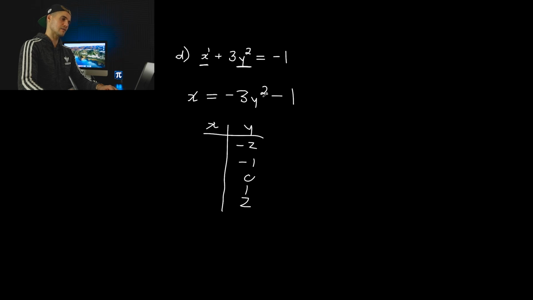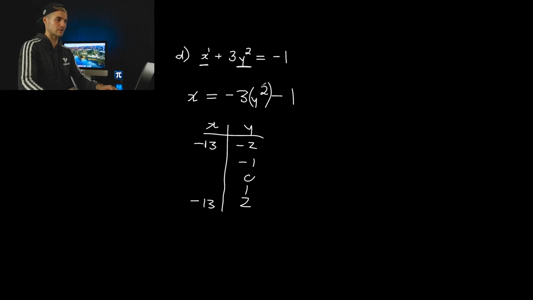So if I plug in negative 2 here for y, that'll be 4 times negative 3, which is going to be negative 12 minus 1, negative 13. If I plug in negative 1, and actually it's going to be symmetrical, right? Because negative 2 squared or positive 2 squared, that's going to give you 4 right here. So you're going to get an x value of negative 13 as well for a y value of 2.